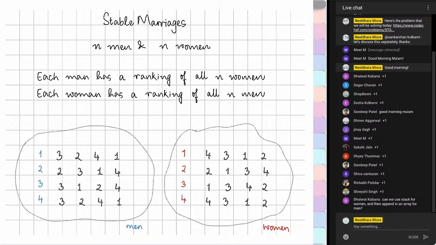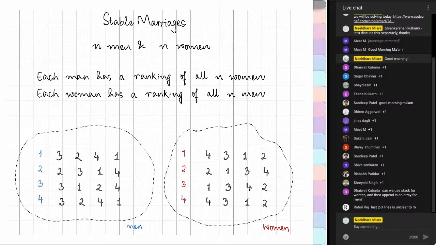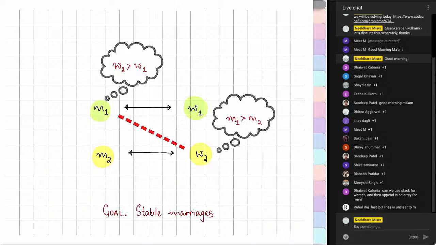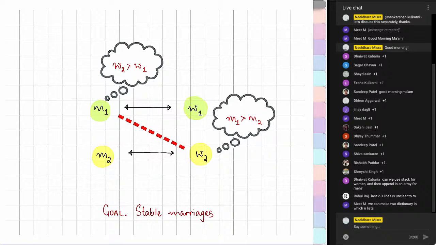So this is in fact the first example that's in the problem statement. The blue numbers denote the men, the orange numbers denote the women. For example, the man labeled 1 ranks the woman 3 as the top preference, and then 2, and then 4, and then 1, and so on and so forth. But here is the goal. The goal is to come up with a pairing of each man with a woman.